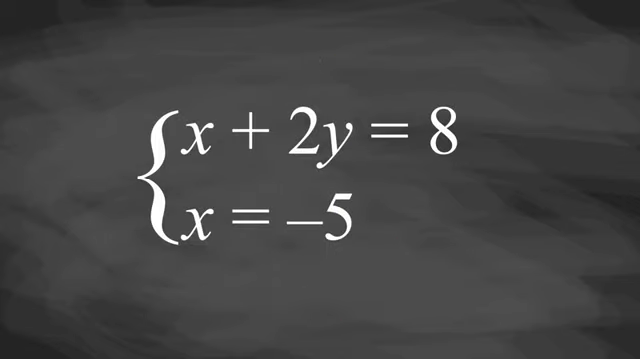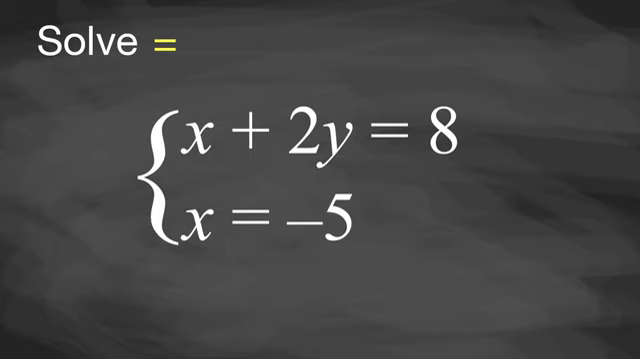In our first system, we have 2 equations. x plus 2y equals 8, and x equals -5. Step 1 of our substitution steps is to solve one of the equations. What do you notice right away about one of these 2 equations? Did you see that one of the equations is already solved? We know that x has a value of -5. Now we just need to determine what y is equal to.